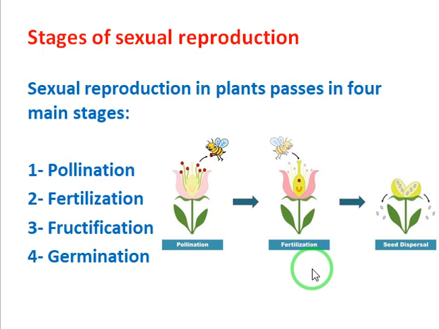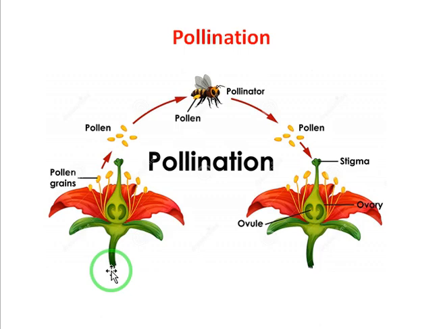Sexual reproduction in plants can pass in four main stages in order. They are pollination, fertilization, fructification, and germination. Let's start with the first stage.